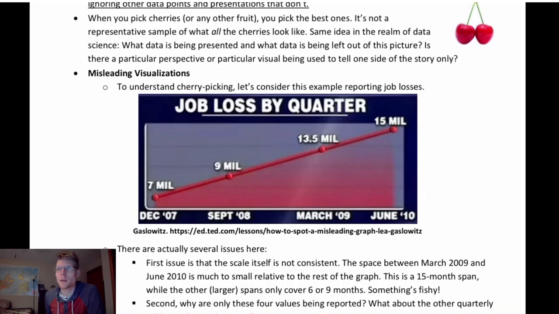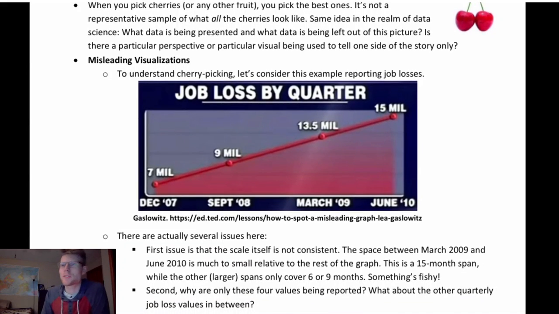This visualization represents job losses by quarter, and there are a couple of things we should point out. The first issue is that the scale isn't consistent. I have December 2007, September 2008, March 2009, June 2010, and this period of time should be the longest, about 15 months. Compare that to September to March, which should only be about 7 months. And then December 2007 to September 2008 should be about 9 months. So already there's something strange about the scale.